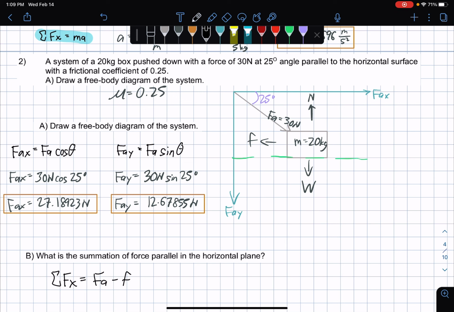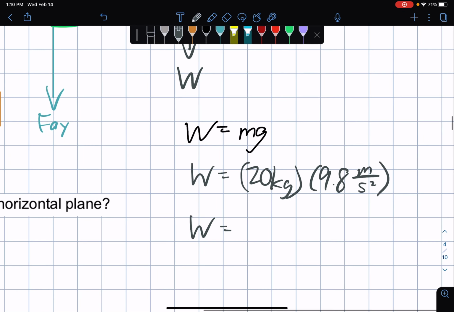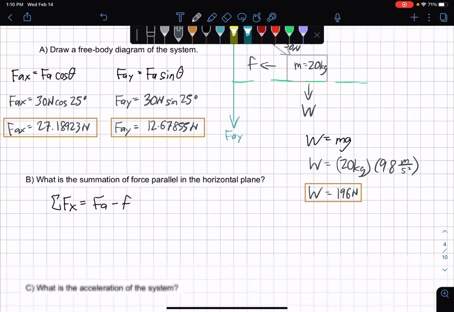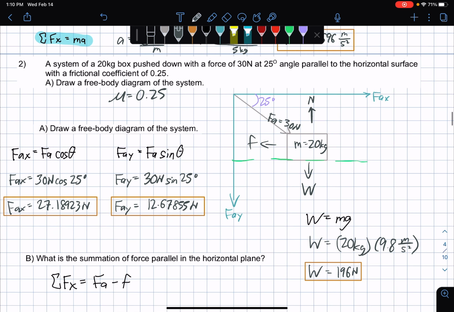What else is next? Okay, we can find the weight. Weight is equal to 20 kilograms, gravitational acceleration is 9.8. So weight is equal to 196. Well, I won't box it. I'm supposed to encircle it since it's not the final answer yet.